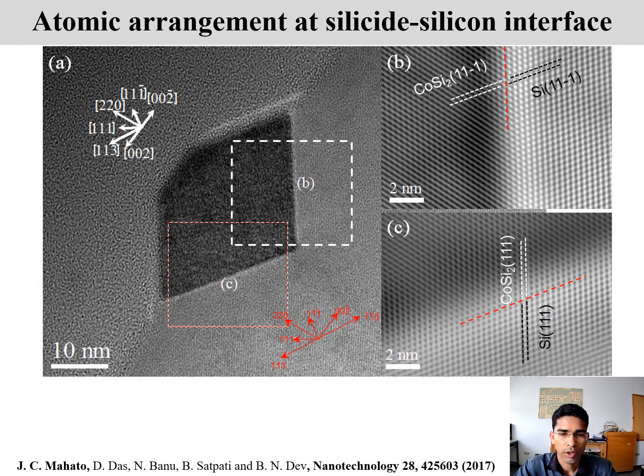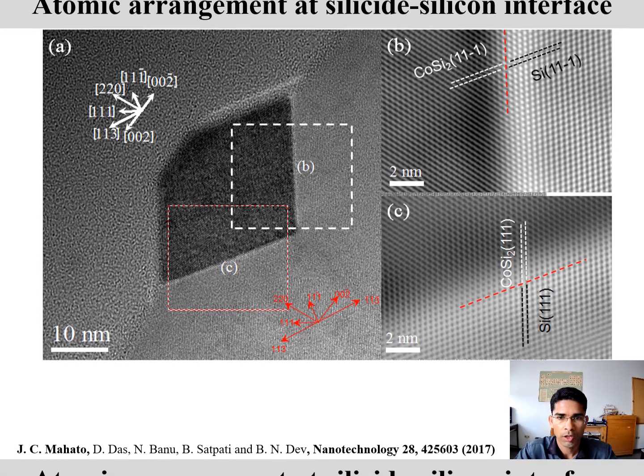To investigate even further the interface atomic arrangement, we carried out the inverse FFT, and from that we found that the atomic arrangement follows the silicon substrate. This is the same for both sides of the interface. So in this case the interface is A type.